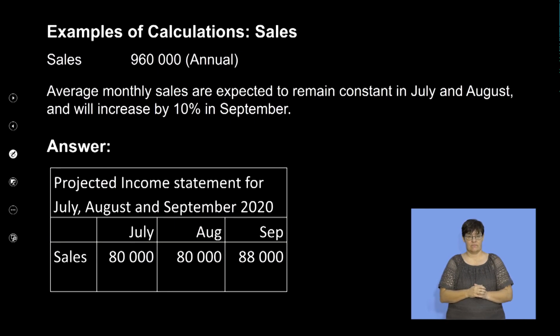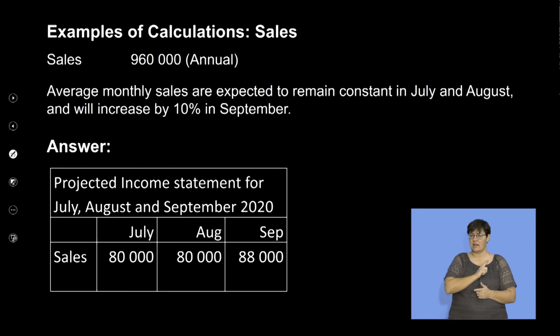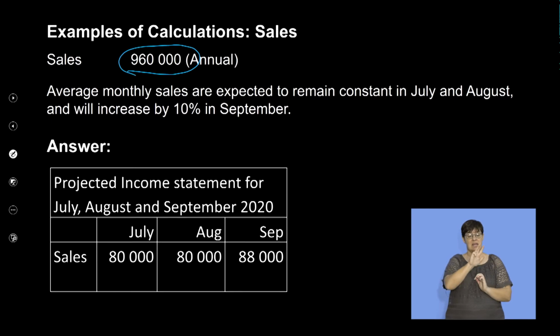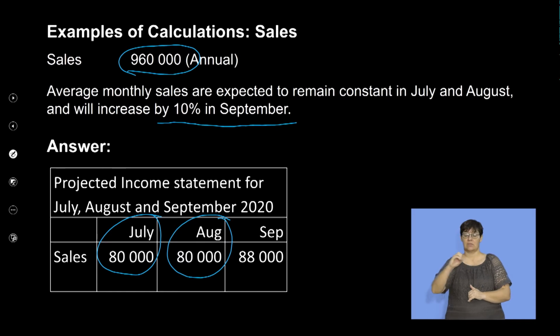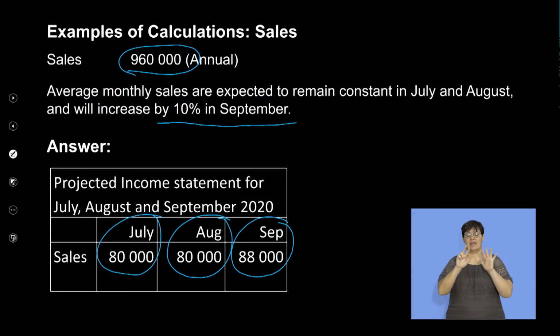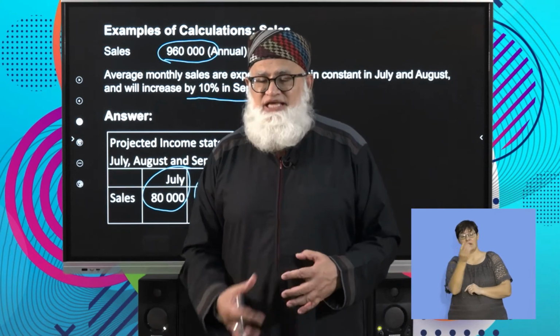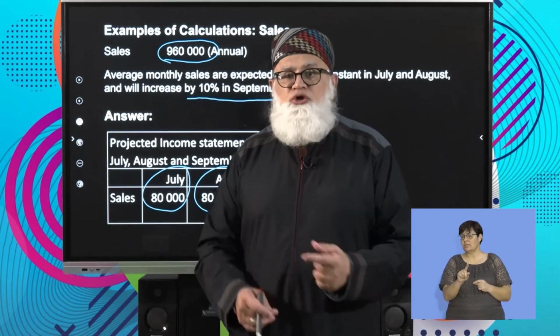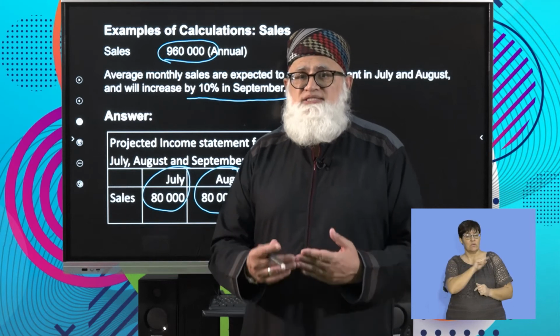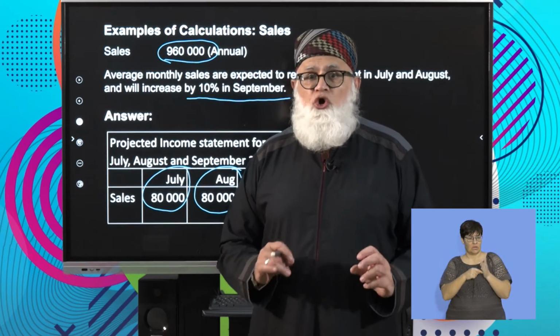Okay, so now let's look at my answer. Again, let's recap the question. Our annual sales were 960,000, of which there was to be an increase of 10% in September. So here we go. July stays at 80,000 Rand because it was supposed to stay the same. August stayed at 80,000 Rand. However, in September, my projected sales will be 88,000 Rand, as you've seen with the calculation that we have done. So remember, one of the secrets of a projected income statement is calculator skill. You need to know how to use your calculator, because all that you're doing is calculating an increase or a decrease, and therefore it is important for you to know how to use your calculator.